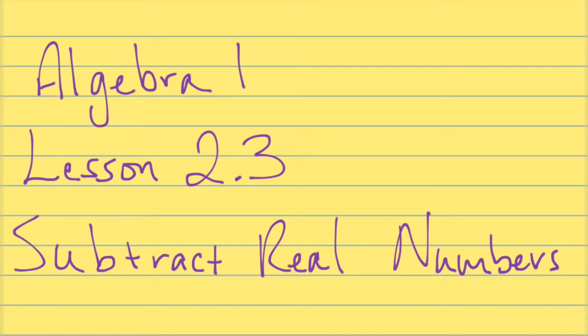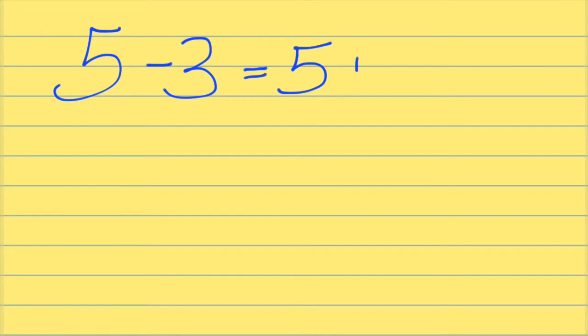Today we're talking about subtracting real numbers. The problem with the concept of subtracting real numbers is it's actually a misnomer because we don't really subtract real numbers. Subtraction doesn't really happen. What we're doing when we say subtract is we're actually adding the opposite. So when we say 5 minus 3, what we're really doing is adding 5 and the additive inverse, or the opposite, of 3. So subtraction doesn't really happen.